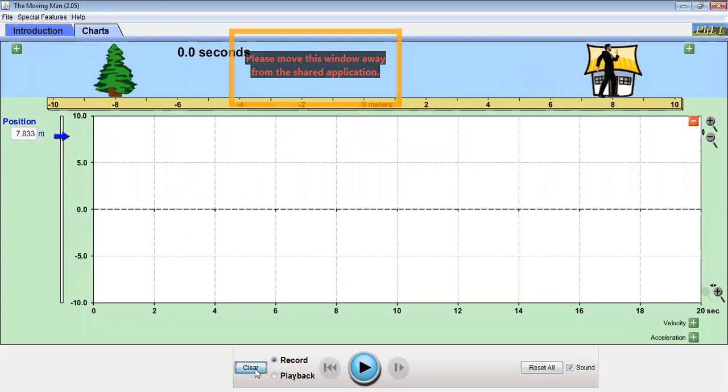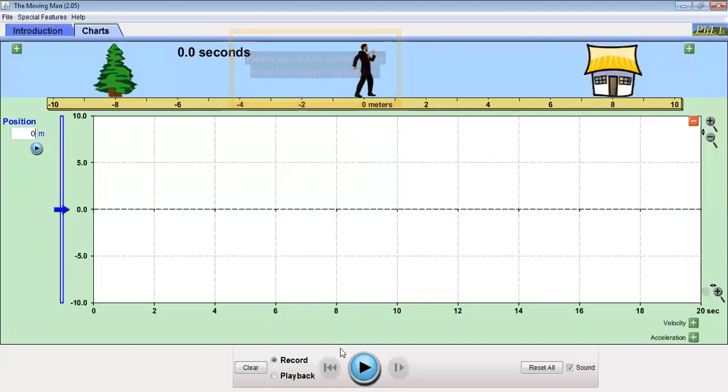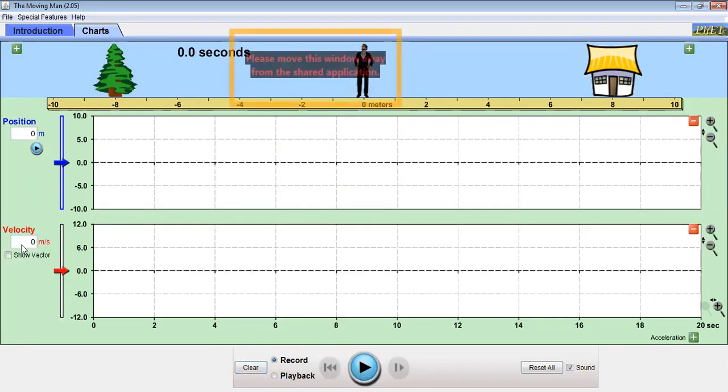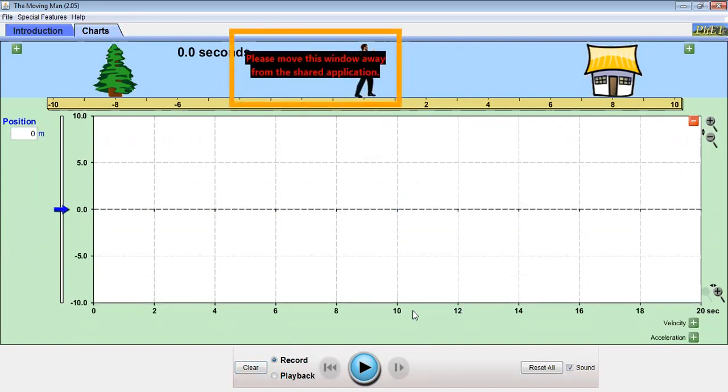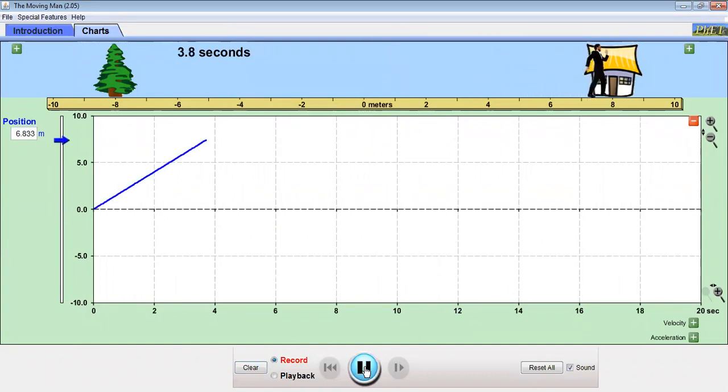Wait a minute, I will clear it. Let me bring the object at 0. Now see, I'm making the object move with the velocity of 2 meter per second. What we observe? Do you find a difference in the slope? Yes. In the previous case, the slope was less steep. Now, in this case, the slope is steeper.